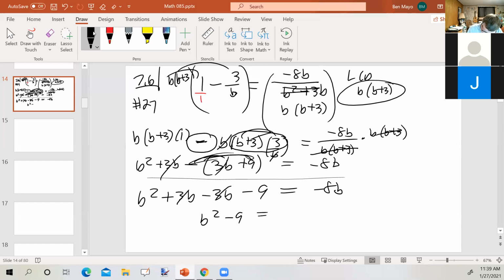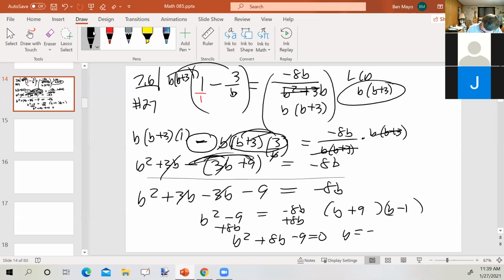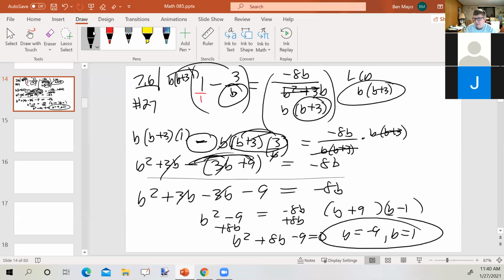b squared minus 9 equals negative 8b. Add 8b to both sides. b squared plus 8b minus 9 equals 0. So now we can factor it into plus 9 minus 1. So b equals negative 9, b equals 1. And those are the two correct solutions. The only ones we'd have to avoid, b couldn't equal 0 or negative 3. All right. So done in by my own going too fast.